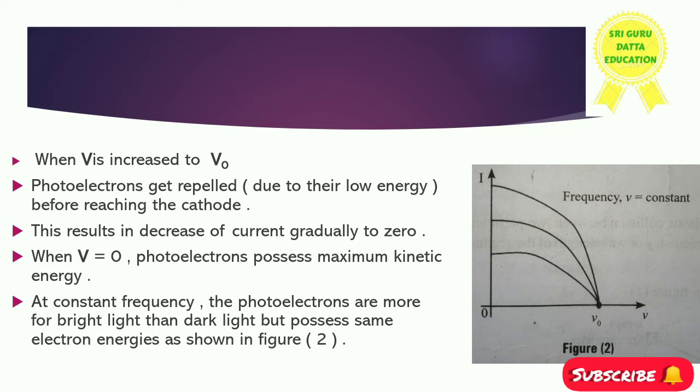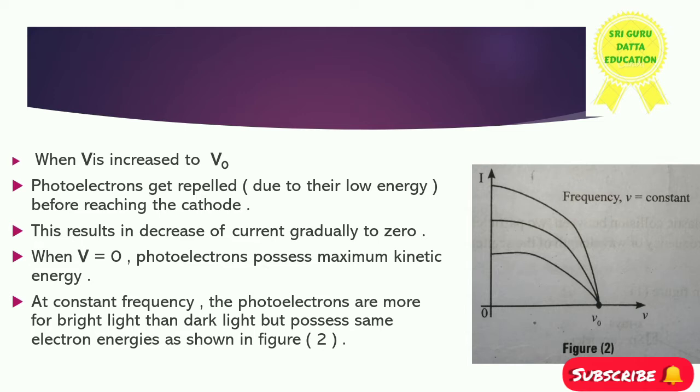Photoelectrons get repelled, that means pushed back, due to their low energy before reaching the cathode. Because of this repulsion of photoelectrons, this results in the decrease of current gradually to 0. When V equals 0, the photoelectrons possess maximum kinetic energy.